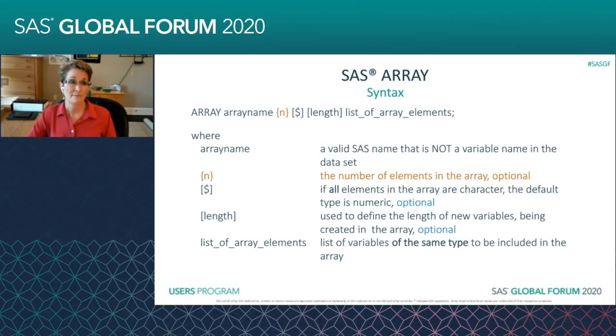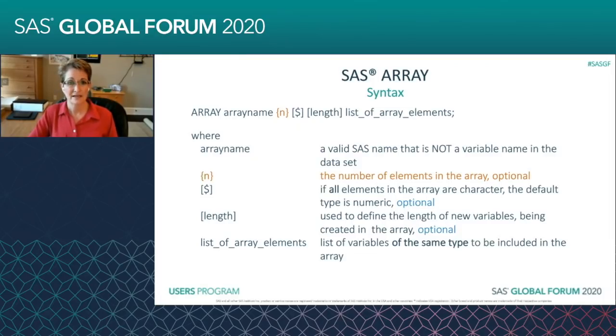You can do whatever you want, but this array name is just a valid SAS name. It's not a variable name in the data set. With an indexed array, you indicate the number of elements in curly brackets in the array. So this N here is just the number of elements in the array, or the number of variables in the array. If your array has character variables in them, you designate the array as character with this $ sign here after the index number. If you're creating new variables and you want all the variables in the array to have a particular length, you'd use the length option here.